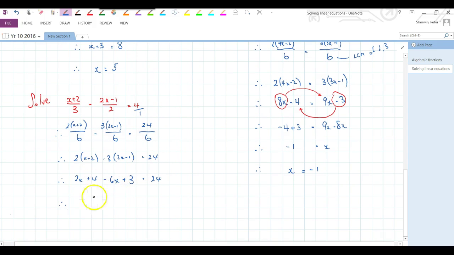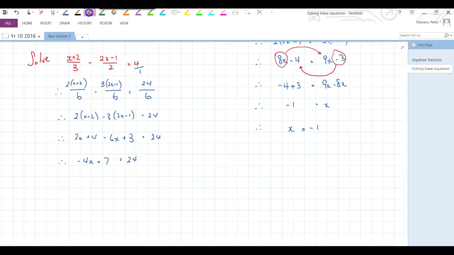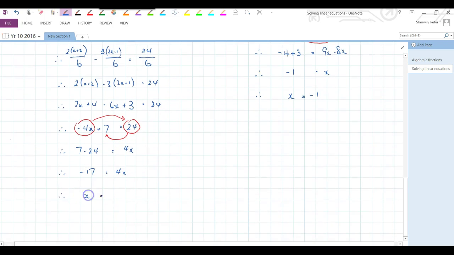Now what do we got? 2x minus 6x. So now we put our like terms together. 4 plus 3, and that's equal to 24. Now what I'm going to do here is the minus 4x, I'm going to pop it over this side to make it positive, which means the 24 comes back over here. So therefore, I've got 7 minus 24 on the left, and I've got 4x on the right. 7 minus 24 is minus 17, 4x is 4x. I'm now going to switch sides, divide by 4, and that's minus 17 over 4 as my solution.